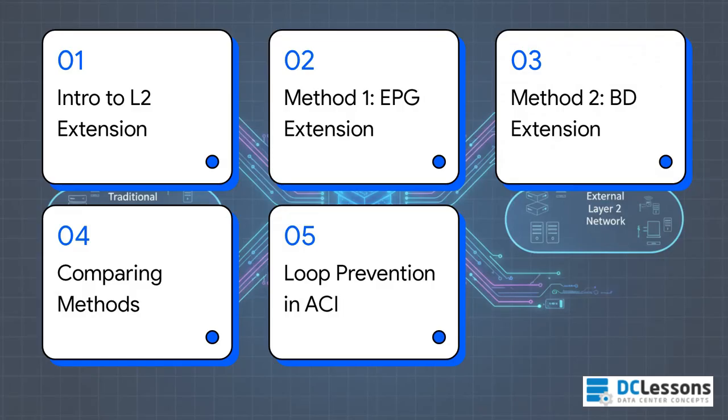So, how are we going to solve this puzzle? Well, we've got a pretty clear roadmap. First, we'll introduce the two main ways you can do this Layer 2 extension. Then we're going to dive deep into each one. We'll start with EPG extension, and then we'll get into bridge domain extension. After that, we'll put them head-to-head to see which one's right for you, and we'll finish up with something you absolutely cannot ignore, loop prevention. Super critical in this kind of hybrid setup.